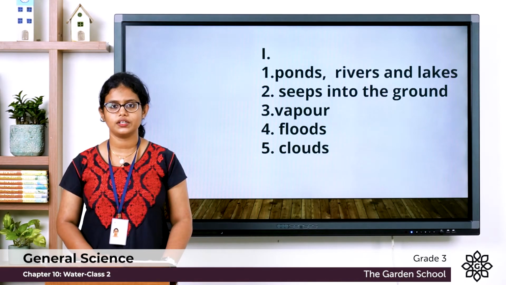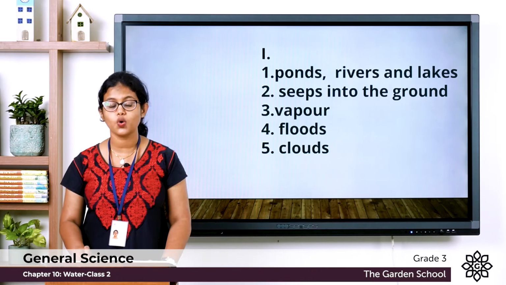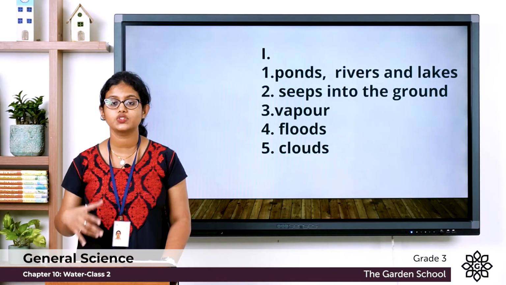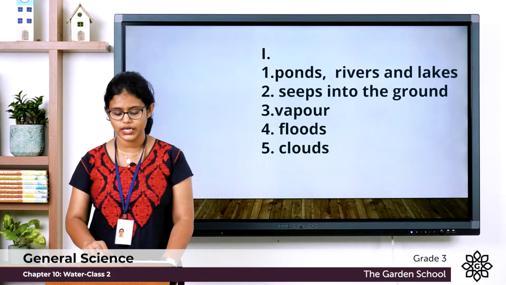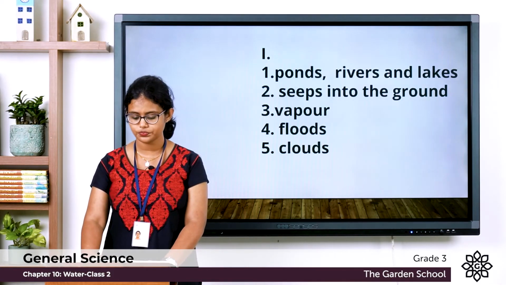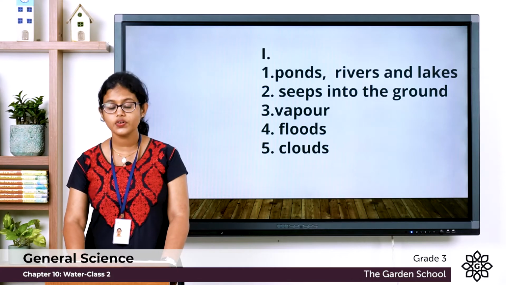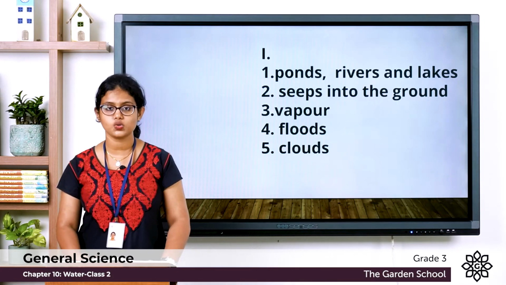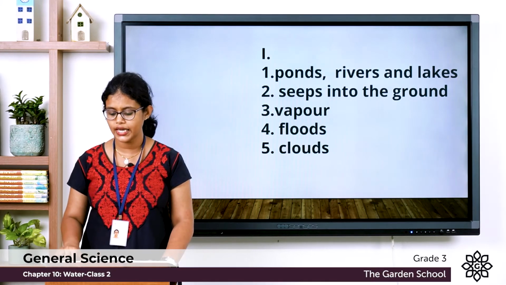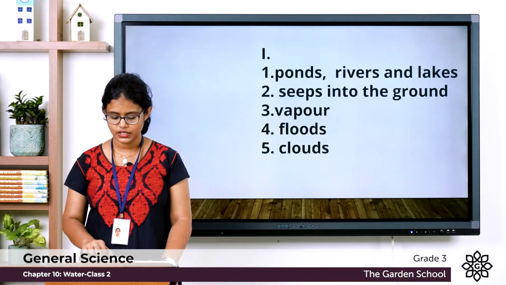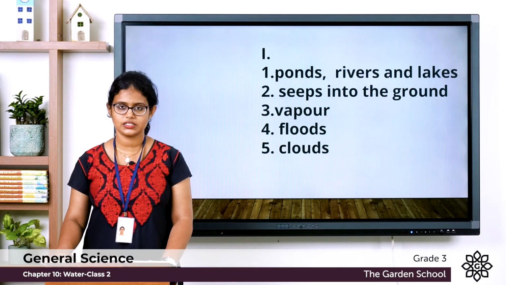What about the third one? Heat helps water to change into vapor. It changes into water vapor. So the answer is vapor. Fourth one. If a river overflows, it can cause floods. What happens if the river overflows? It can cause floods. So the answer is floods.